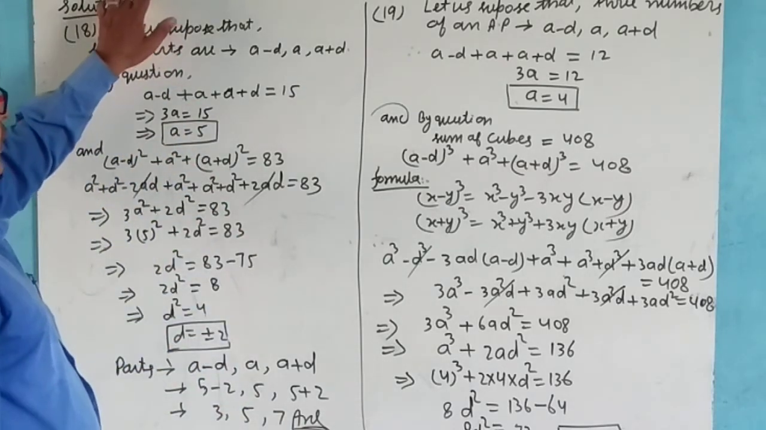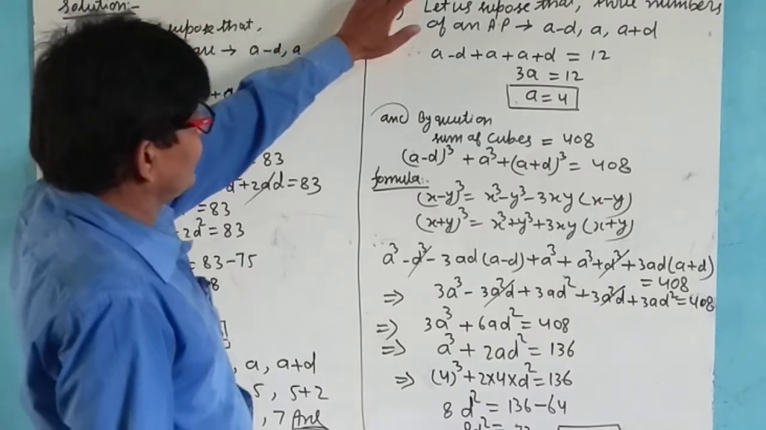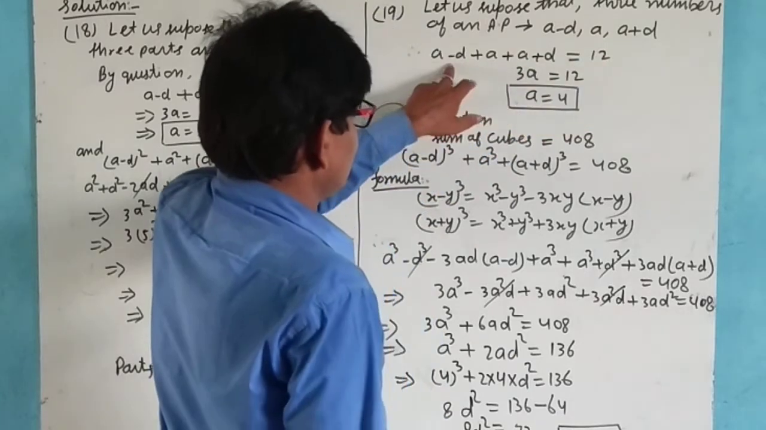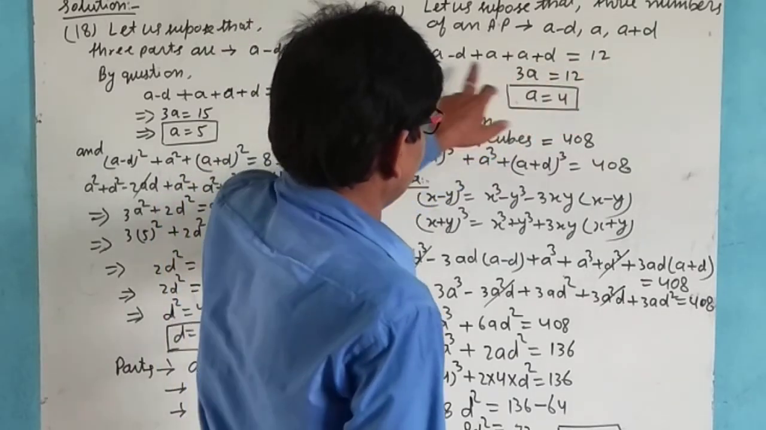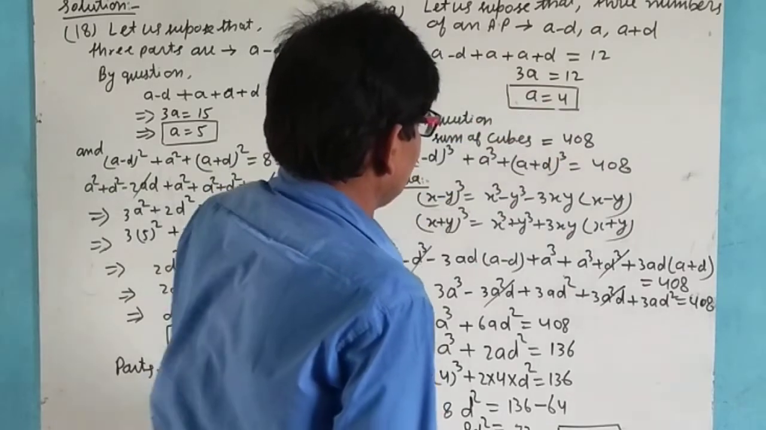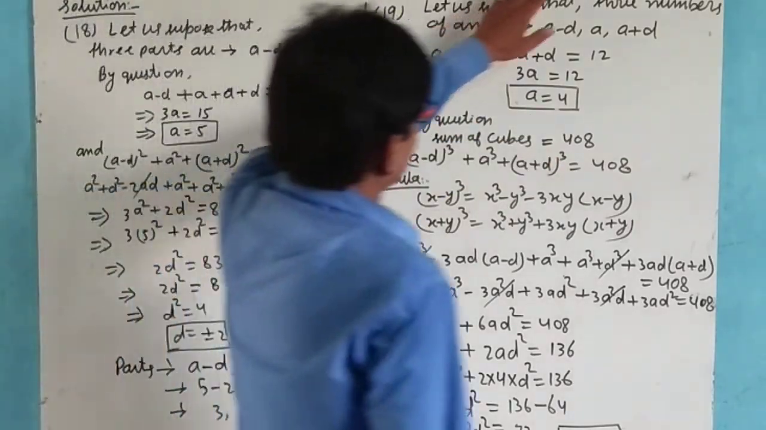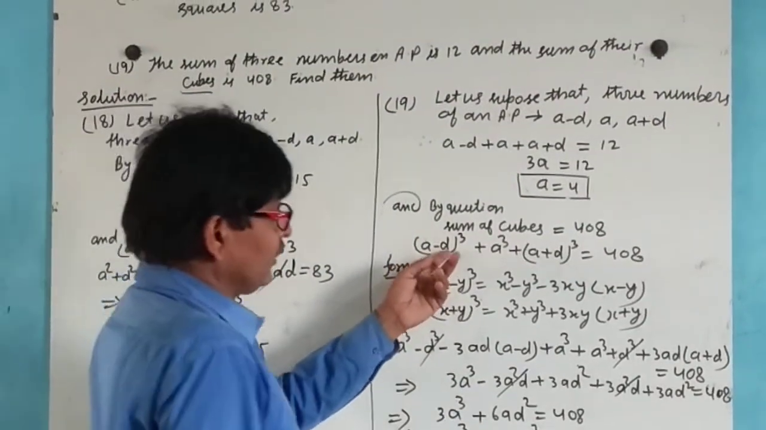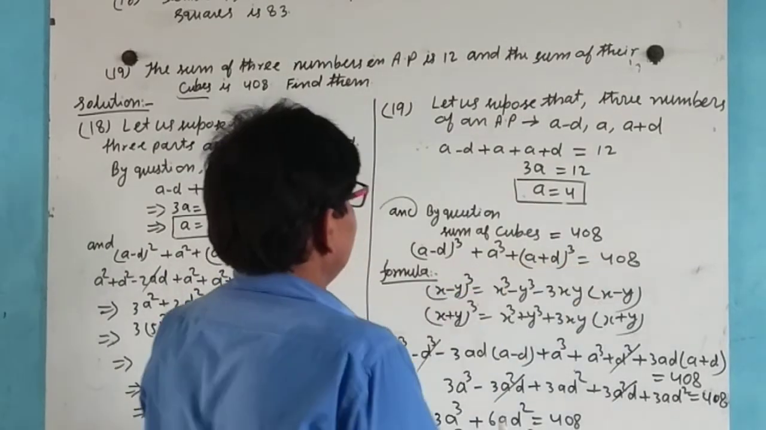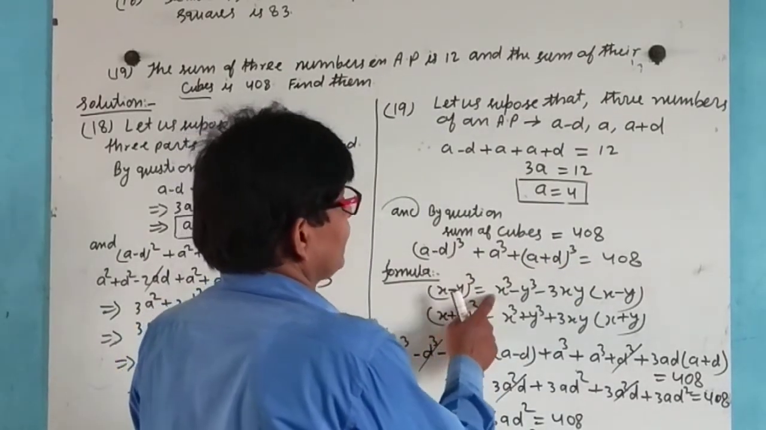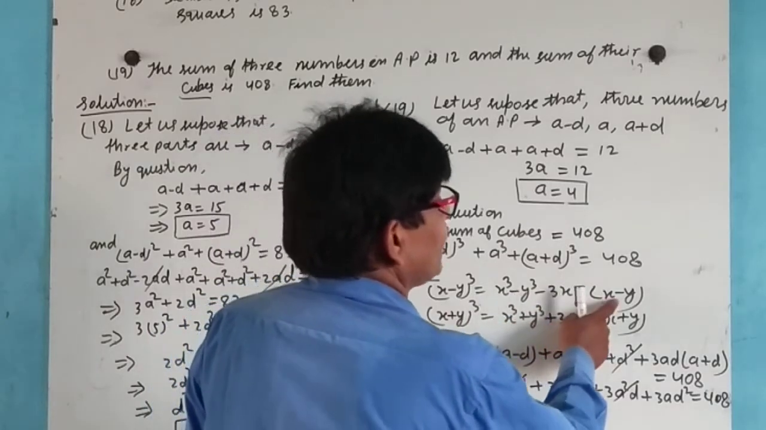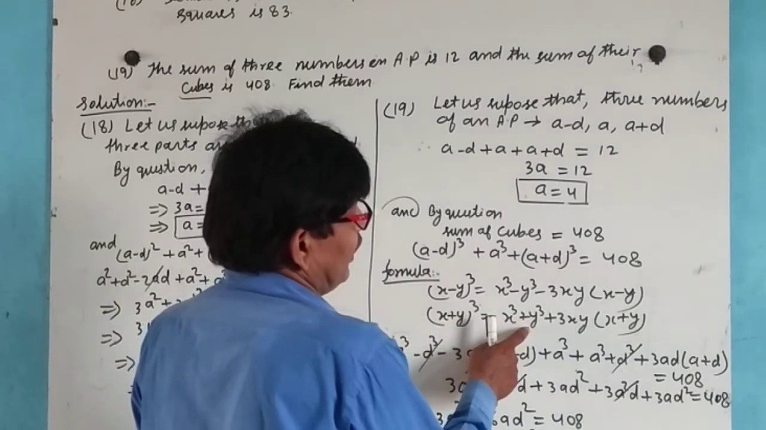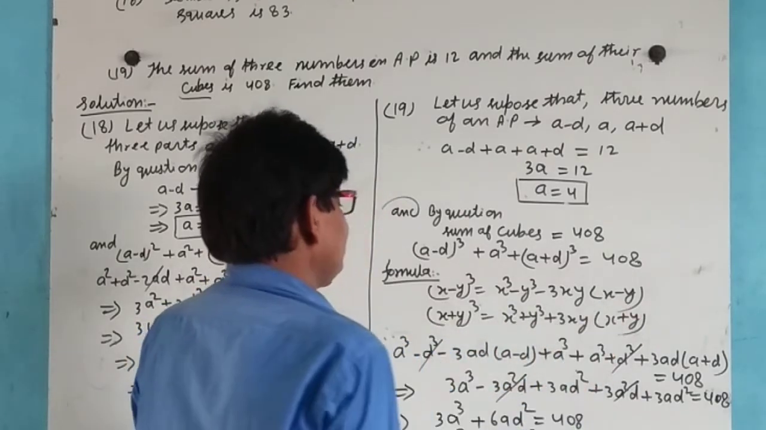Now question number 19, the sum of 3 numbers is 12 and the sum of their cubes is 408. Similarly, the sum of the 3 numbers is such that it is equal to 12, and 3A equal to 12, A equal to 4. And by question, the sum of their cubes is 408. The whole cube of x minus y equals x cube minus y cube minus 3xy times x minus y, and the whole cube of x plus y equals x cube plus y cube plus 3xy times x plus y.